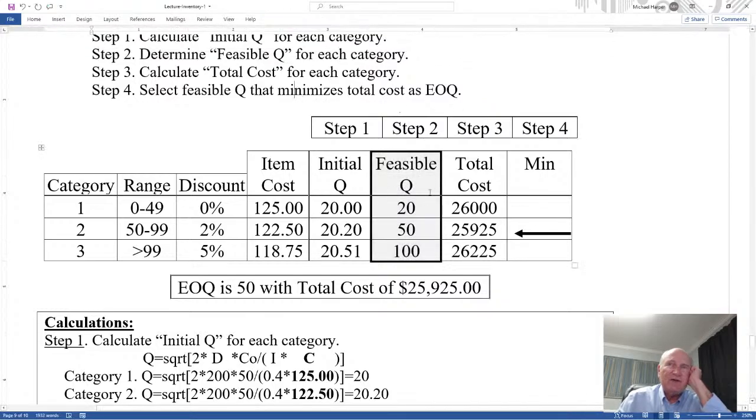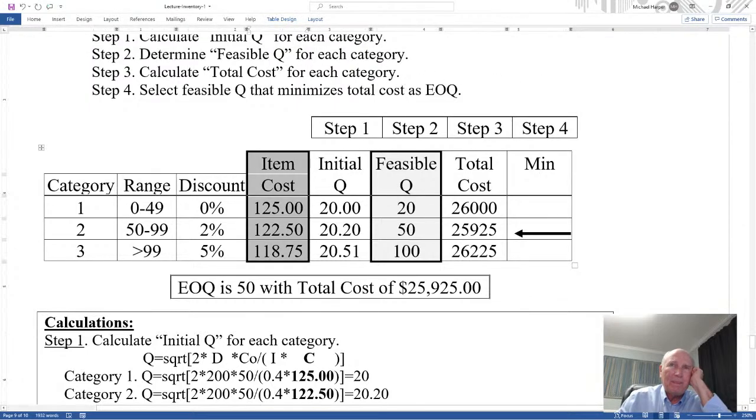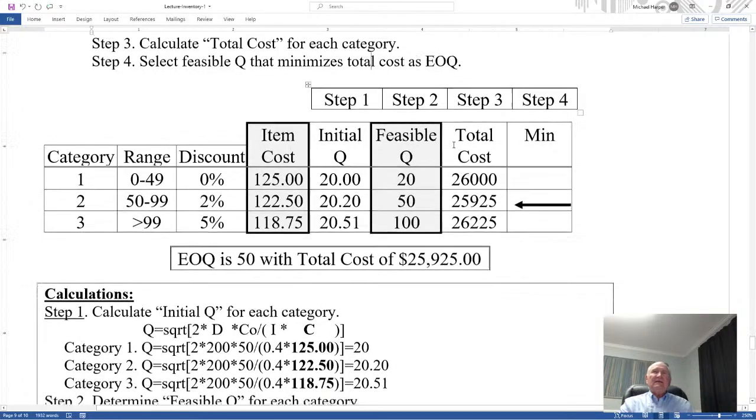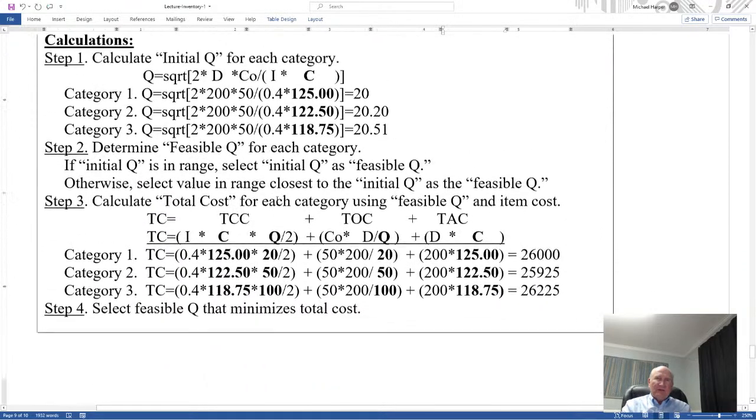If I order this feasible Q, which is in the range, that means I will have the discount, and then I will order it at this item cost. Bingo. Click, click. And there we go. See? So what's my C? It's going to be these. What's my Q? It's going to be these. So I want my total cost here dependent using these Qs and these Cs. And that's what I'm doing down here in the third category.